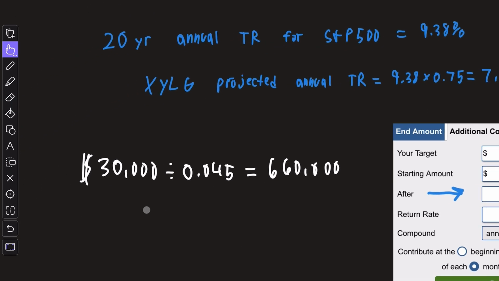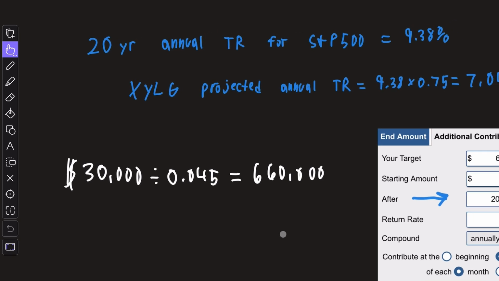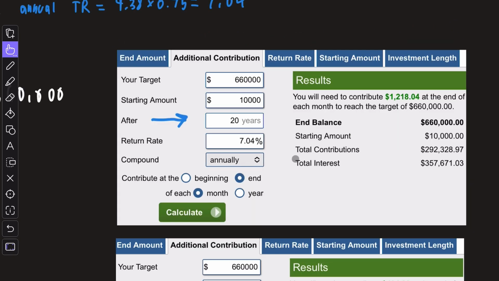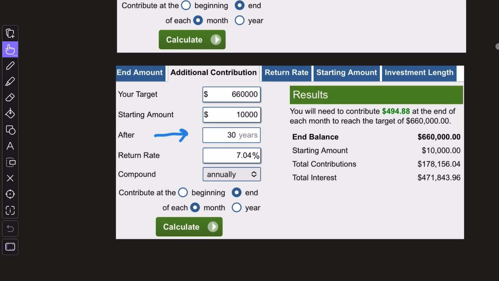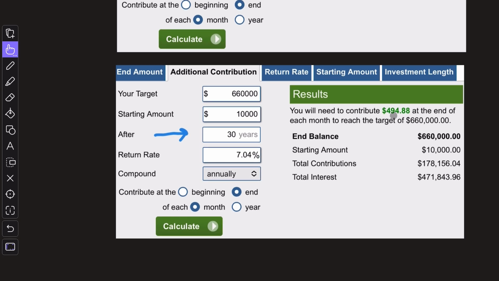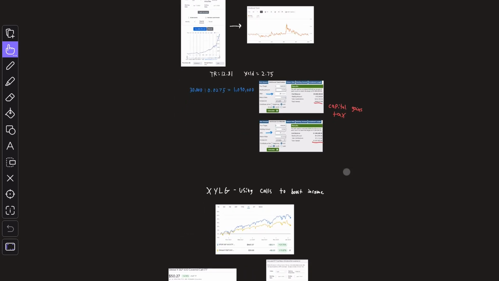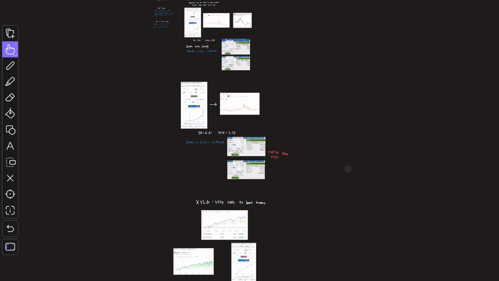And again, to achieve $30,000 of yearly income at a 4.5% dividend yield, we only need $660,000. So plug in all of that into the calculator. To achieve that in 20 years, you need to contribute $1,218 per month. And to achieve it in 30 years, $494 per month. So those are 3 major options you have when it comes to retiring.